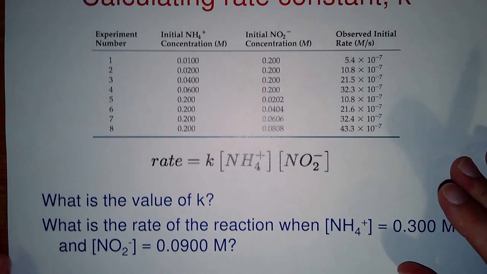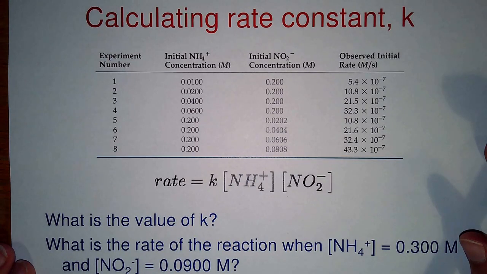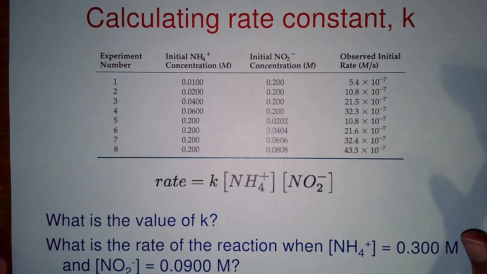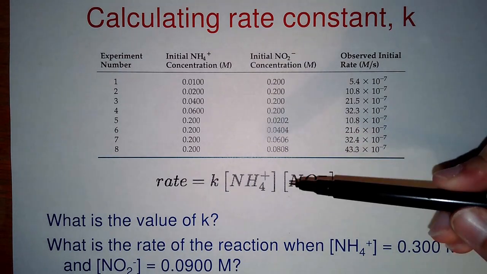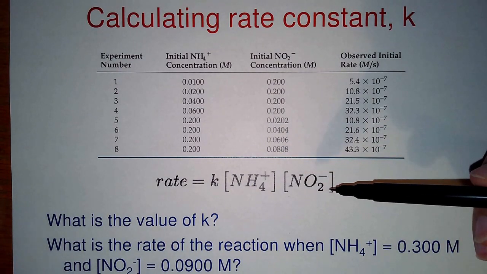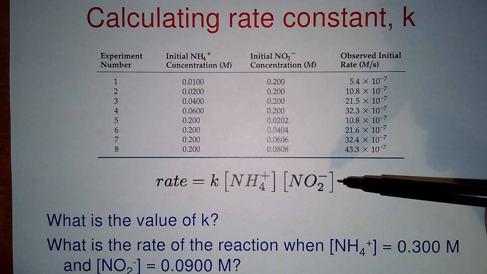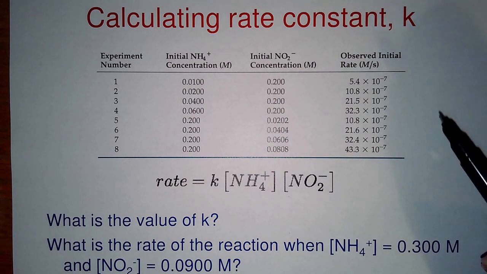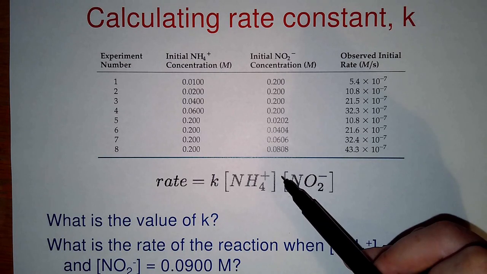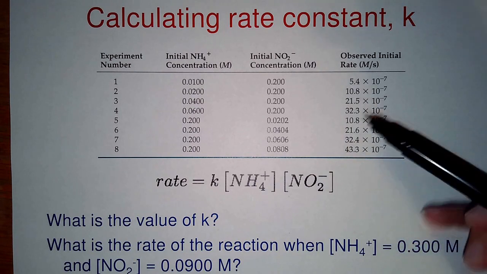Alright, the next thing we want to look at is finding the rate constant K from a reaction. In the previous video, we looked at how to find the reaction orders from a table, and we're going to look at that again in a second. But once we have the reaction orders, we can use this information to find K. If you remember from our previous video, NH4+ was to the first power, NO2- is also to the first power, and we can get that information from the table.